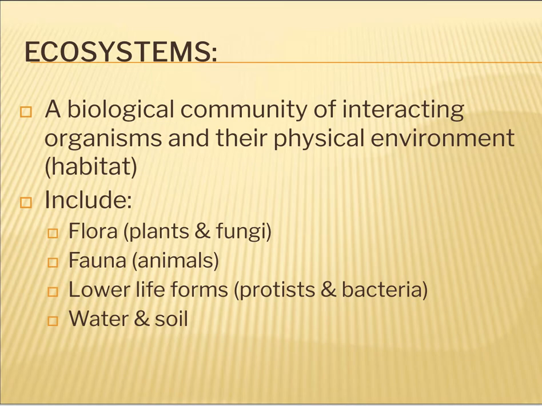This community of interacting organisms and their habitat are called an ecosystem. This includes all of the plants and fungi, also known as flora, animals, known as fauna, microscopic life like protists and bacteria, as well as the water and soil features present. That could be anything from a waterfall to a mountain.